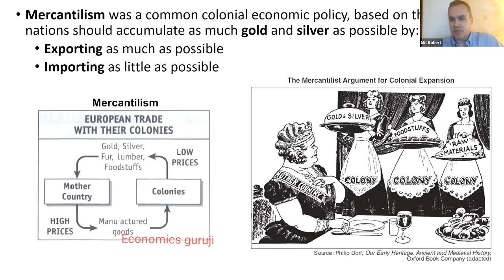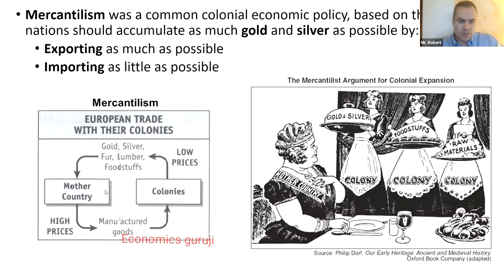In other words, the purpose of the colonies is not like ancient Greek colonies, just to move some people and have another version of Athens or another version of Sparta. It's not that. It's to get resources from them, gold and silver, food, and so on, and then bring those resources to the mother country to enrich them, to build their bank accounts.